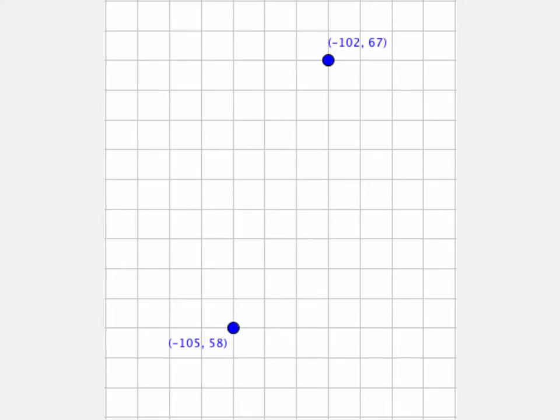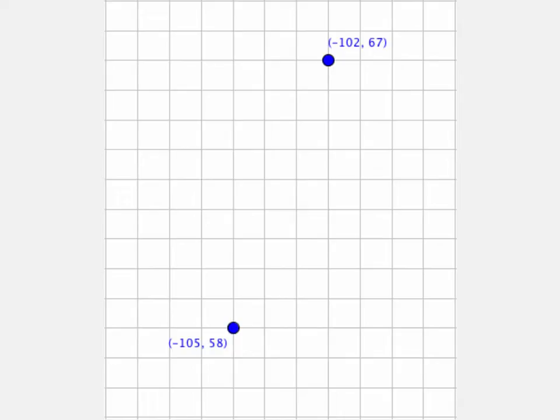All right, one more example before we generalize. Please find the equation of the line containing the points -105, 58 and -102, 67. Now these points are way off our regular 10 by 10 axes. We're going to graph them anyway, and it's going to really help us find the slope and therefore the equation. But I think this example helps show us that we need a general strategy to find the slope of a line just given the two coordinates, even when we can't see them.